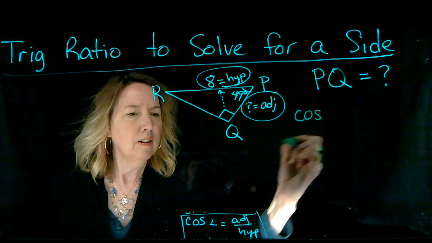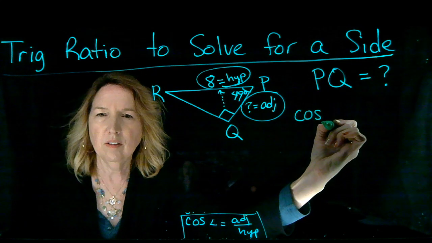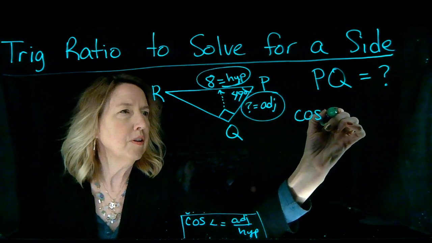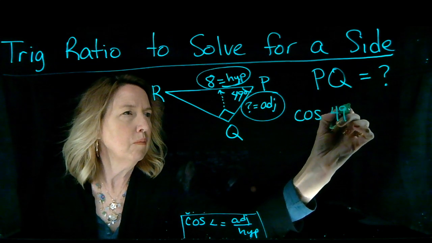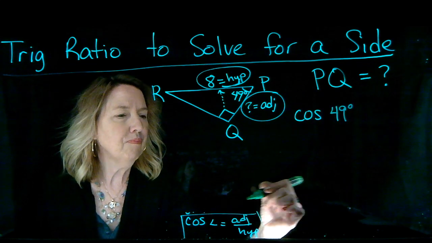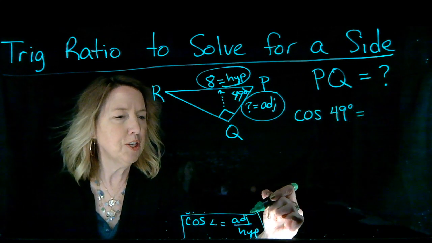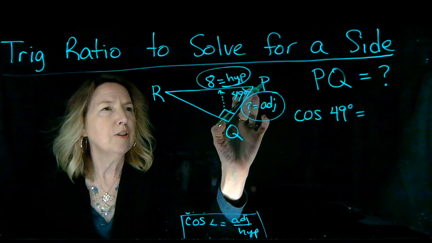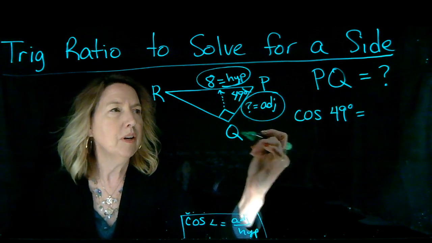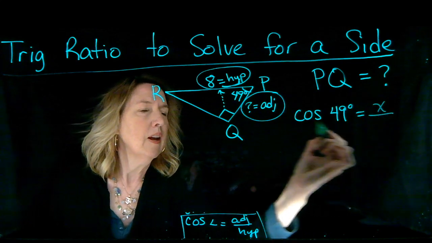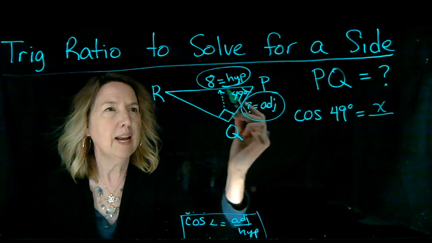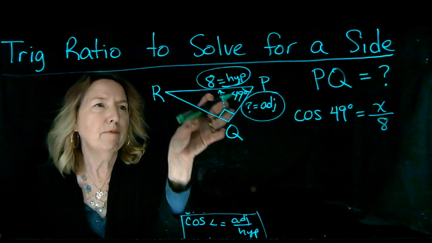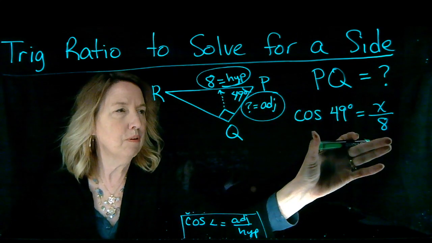Cosine of the angle, what angle? The reference angle, 49 degrees. I'm going to go ahead and put that in place of the angle symbol, equals, the definition is the adjacent over the hypotenuse. So I look at my picture. The adjacent side is the one we don't know, and the hypotenuse is given as 8. So we've plugged in the information from the picture into the ratio.